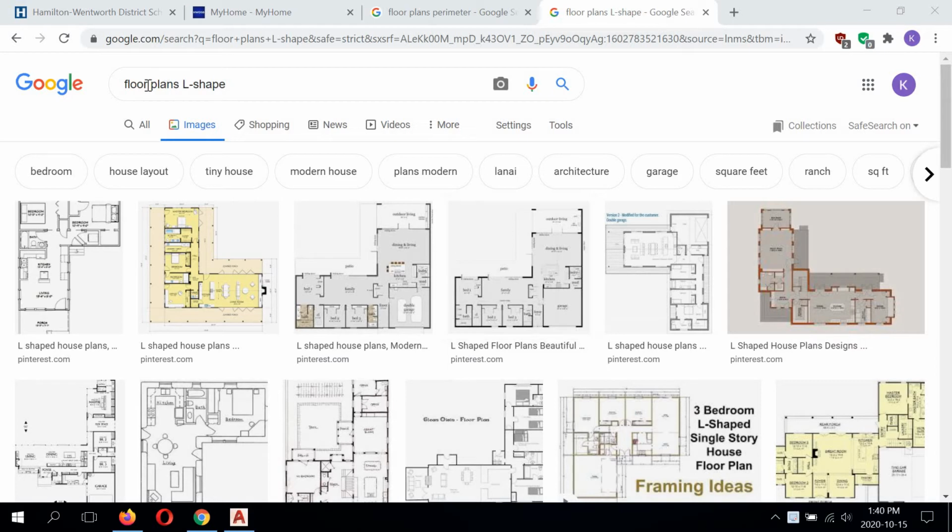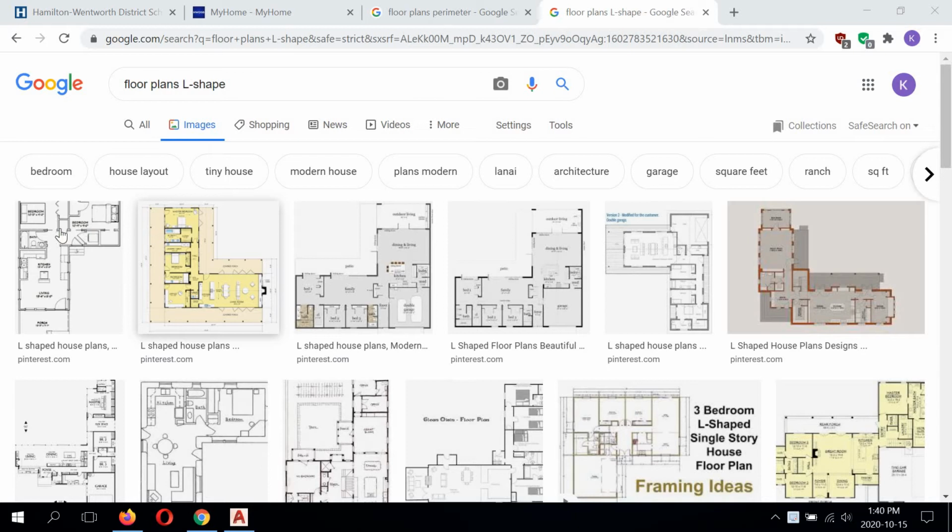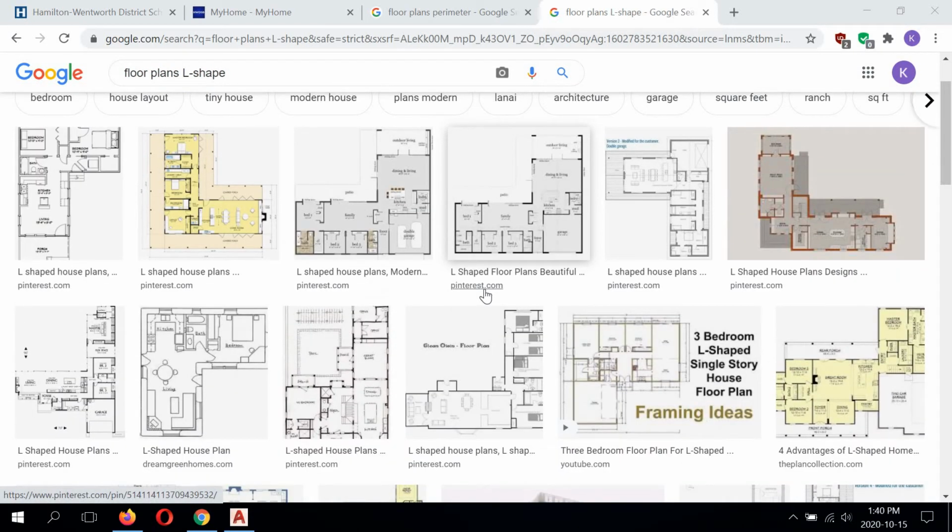So I Googled floor plans L shape, and this is what comes up. And there's various examples of what this looks like. But in a nutshell, it's just an L-shaped floor plan. So you can click through these and take a look, keeping in mind our floor plan only includes 4 rooms, not the multitude that you see in these examples. And it's an interesting looking floor plan, I think. So I just want to show it to you as an example of something that you can select and plan around.